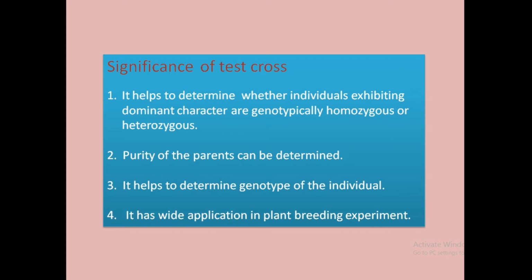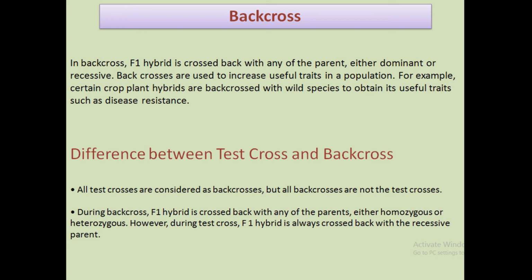If we are selecting one parent for a cross, we don't know whether that plant is homozygous dominant or heterozygous. It's showing a dominant character, but its genotype we cannot understand by only seeing it. So we can test cross it with a homozygous recessive trait, and then we can find out whether it is pure or has capital W small w. It has wide application in plant breeding experiments. So in the next slide we discuss the back cross.